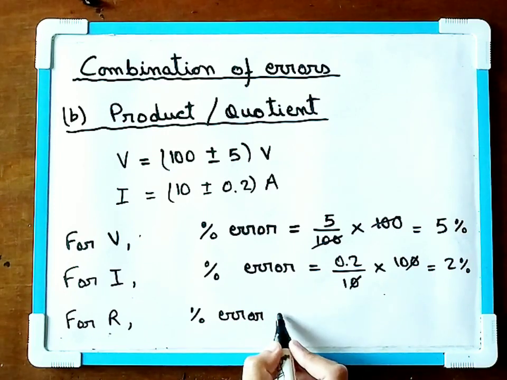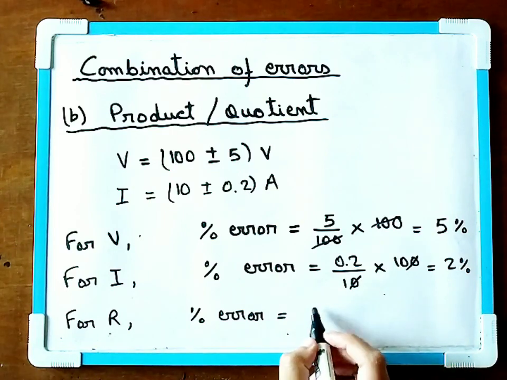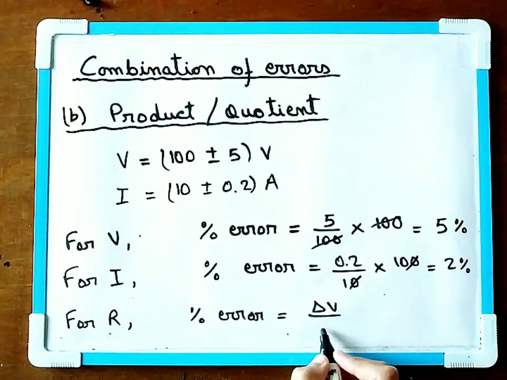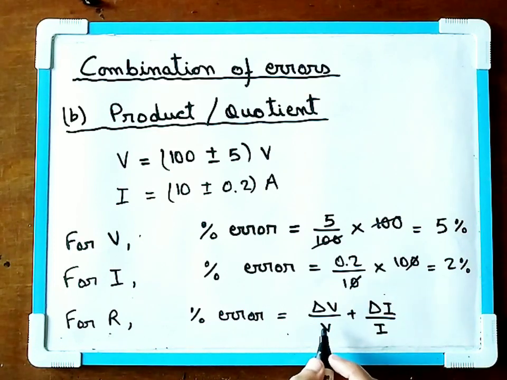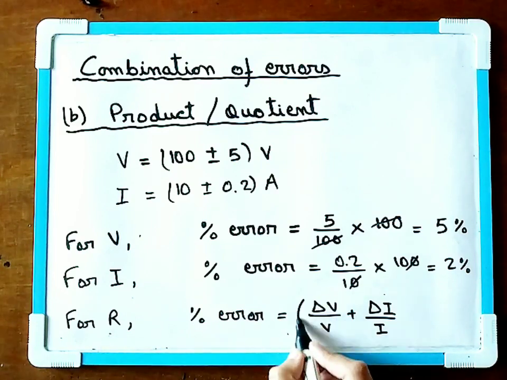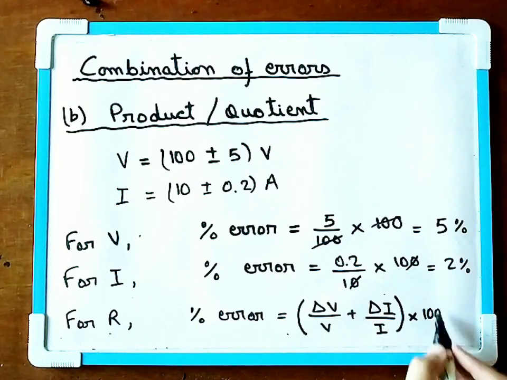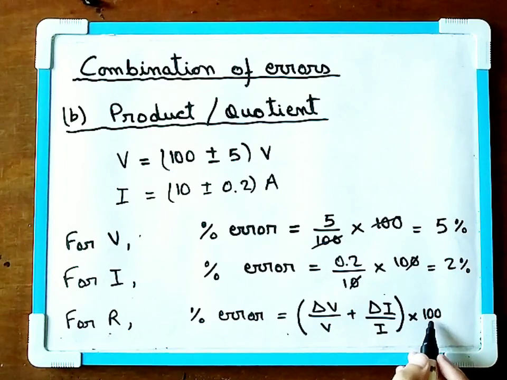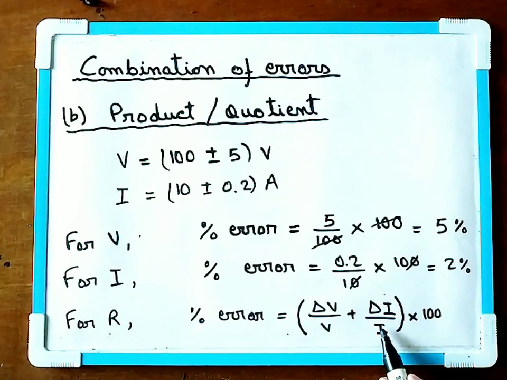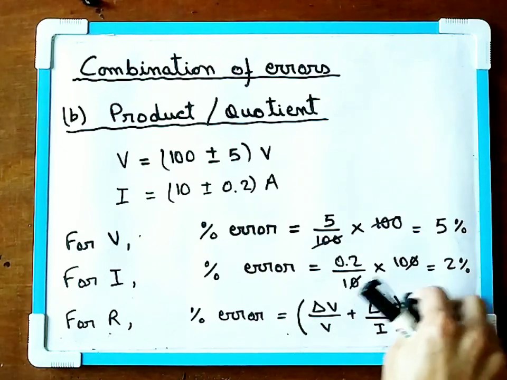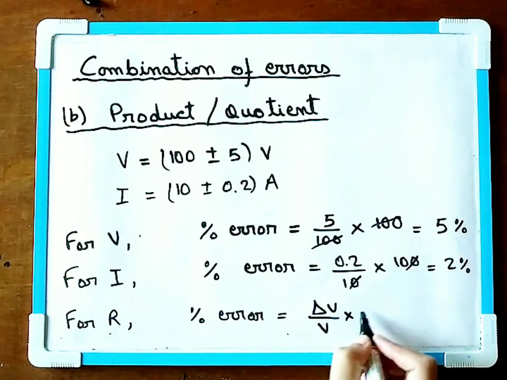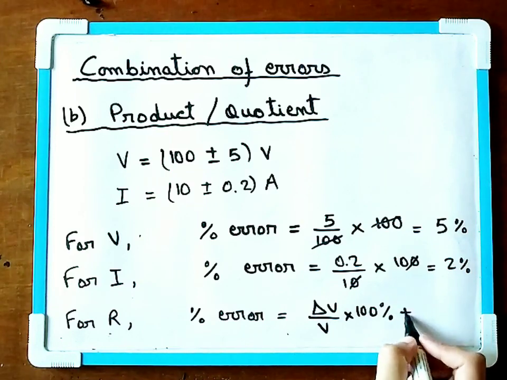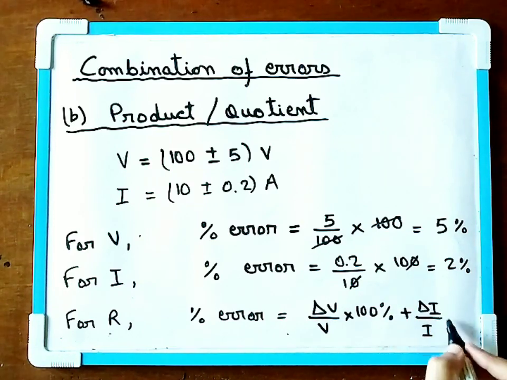Now I'll just write first the formula. First you need to find the relative error in R, and that can be found by using the earlier formula. So delta V by V plus delta I by I. This is the relative error in R. The percentage error can be found by multiplying this with 100. Okay, and if you have multiplied this with 100, you'll get for V 5%, and for this delta I you'll get 2%. So the percentage error for R will be equal to delta V by V into 100% plus delta I by I into 100%.